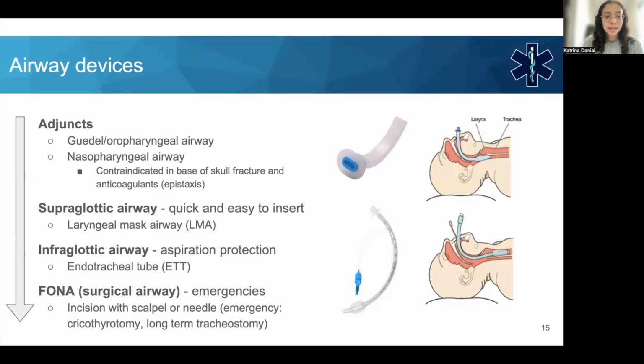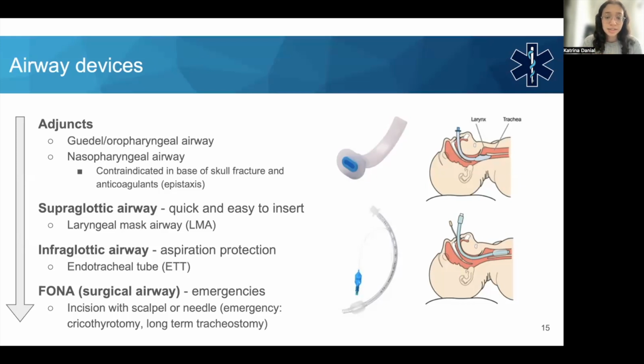All right, and then the 2 main ones that you'll see being used in theatre, in ED, and ICU are the LMA and the ETT. Okay, so the main difference between them is that the LMA, so you can see it over here, right? So it sits above the vocal cords, right? Whereas the ETT will go through the vocal cords.